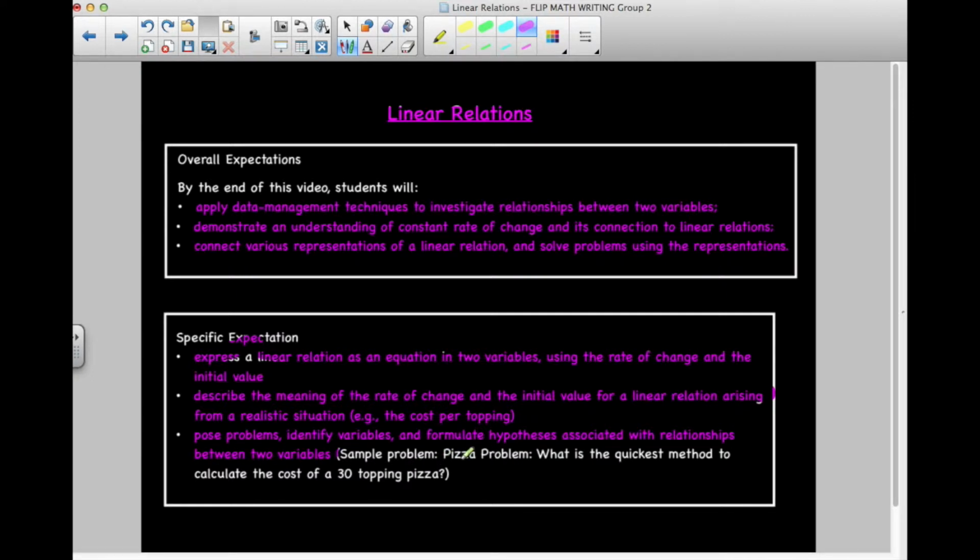And this is the last segment of our pizza problem, and we will be asking, what is the quickest method to calculate the cost of a 30-topping pizza? Let's explore.